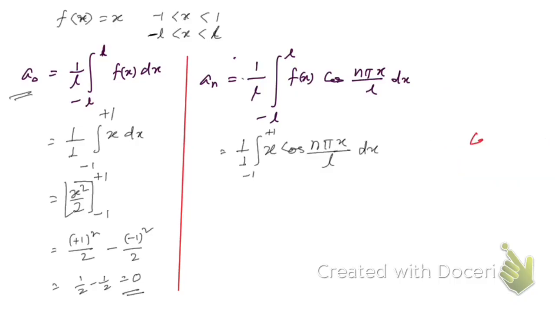So we know that cos of minus theta and plus theta, or cos of plus x and cos of minus x, are both equal to cos x, right?